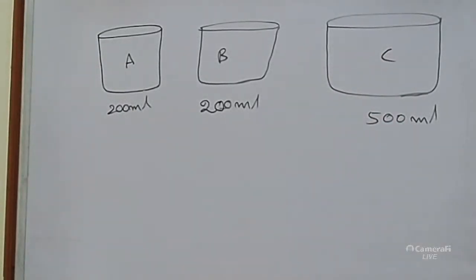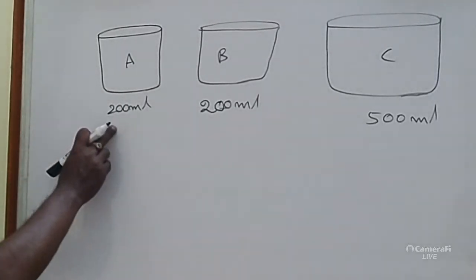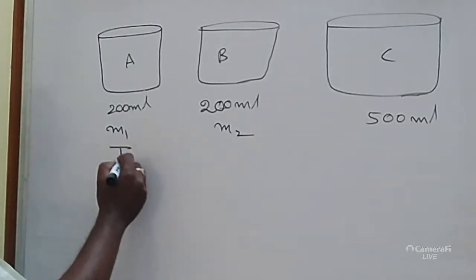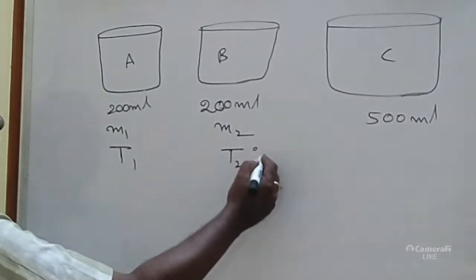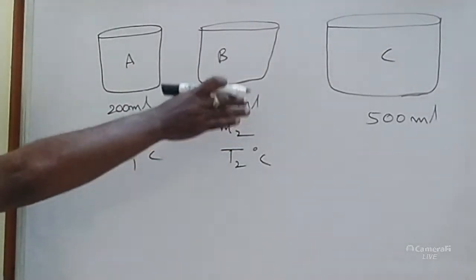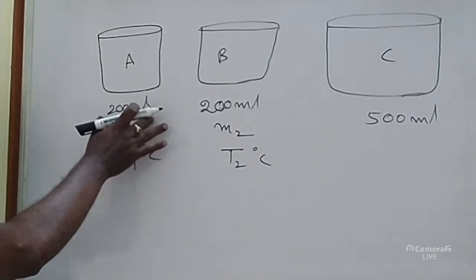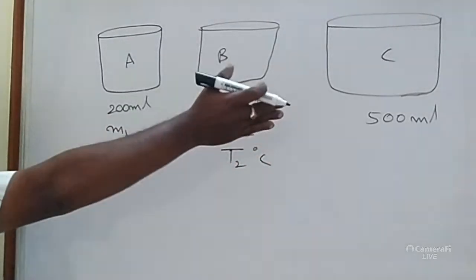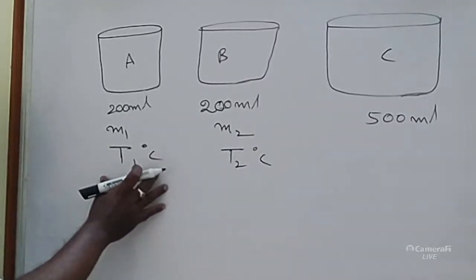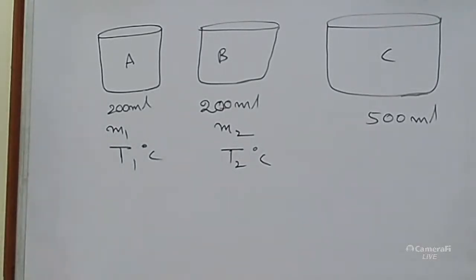Now you can observe three beakers. The initial temperatures of the samples of masses M1 and M2 are T1 and T2. This one has mass M1, this one has mass M2, this one has temperature T1 degrees Celsius, and this one has temperature T2 degrees Celsius. So beaker A, beaker B, beaker C. A is 200 ml, B is 200 ml, and C is 500 ml.